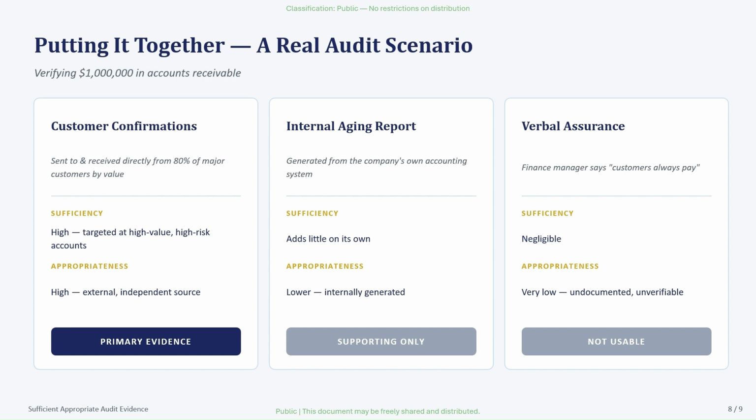The internal aging report from the company's own system is useful as supporting evidence, but on its own it doesn't carry much weight because it's internally generated. And a verbal comment from the finance manager, "customers always pay," is essentially unusable as audit evidence. There's no quantity and no quality behind it. This is exactly how auditors think in practice. They don't just collect more paperwork, they prioritize the evidence that is both sufficient and appropriate.